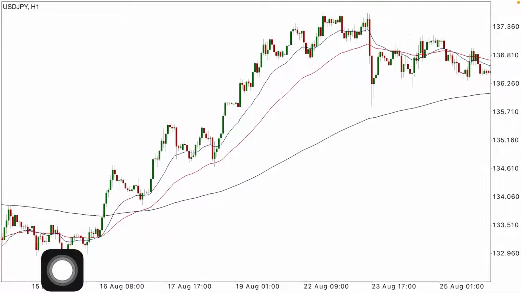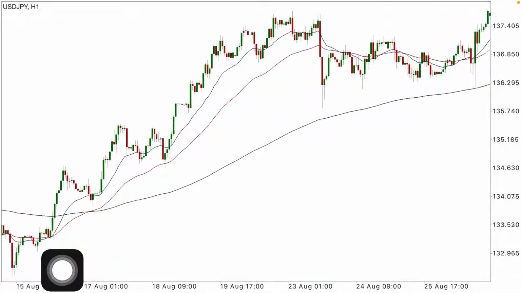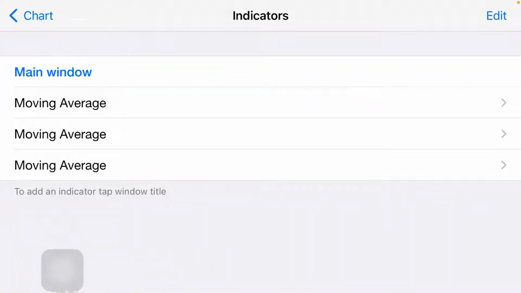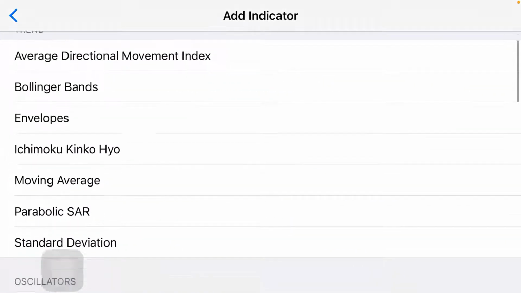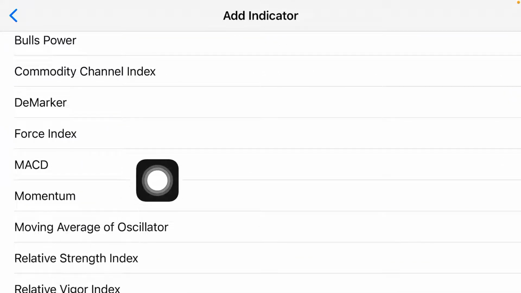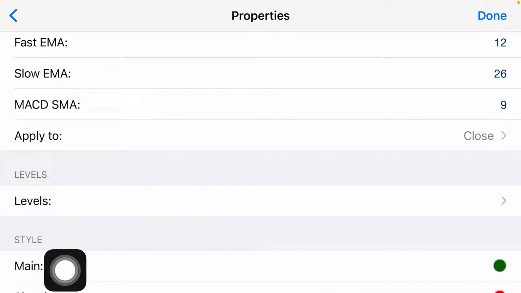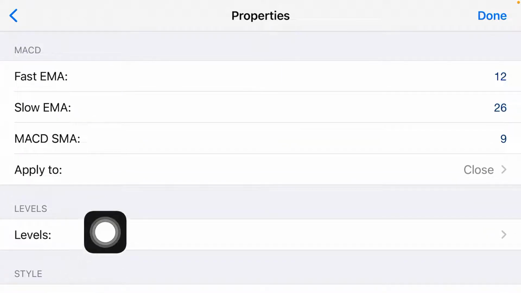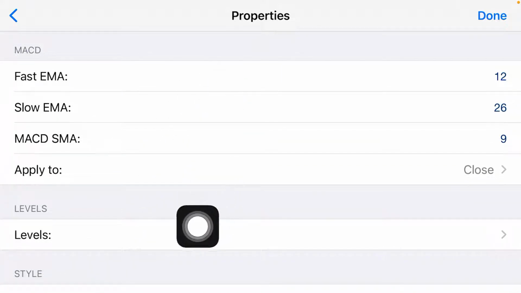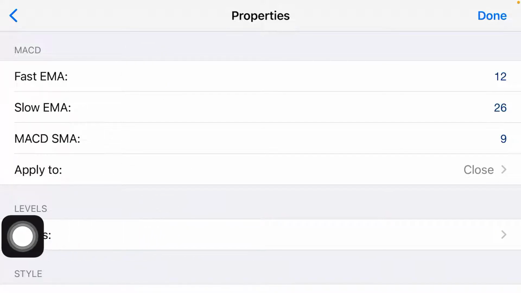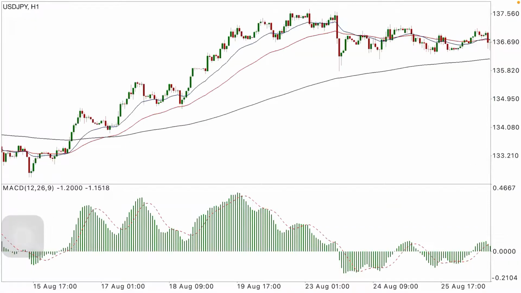Now the next thing is to install the MACD. Go to functions, scroll down and you can see the MACD. Click on it. We use the default setting, which is okay. Don't adjust anything. You have the fast, slow, and the MACD SMA; they are okay. Just click on done. So the MACD has appeared.